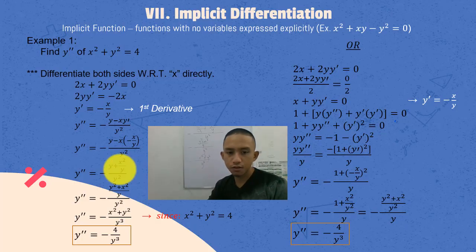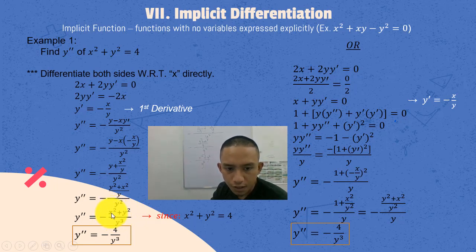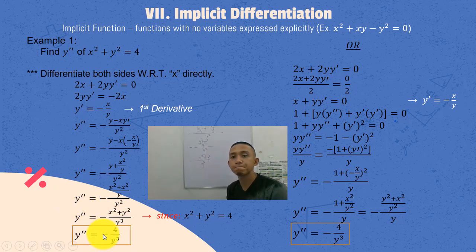Okay, so that is how your answer here is done. As you can see, this could be your final answer. But if you go back to the problem, x squared plus y squared is just equal to 4. Since that is the equivalent of x squared plus y squared, I can substitute that one. Then that will be negative 4 all over y cubed. That is the final answer. Okay, so that's it for implicit. Just proceed differentiating and then bring out whatever is required.